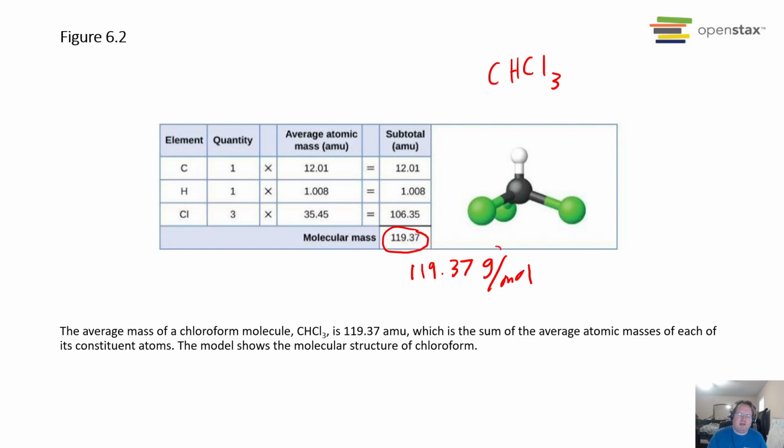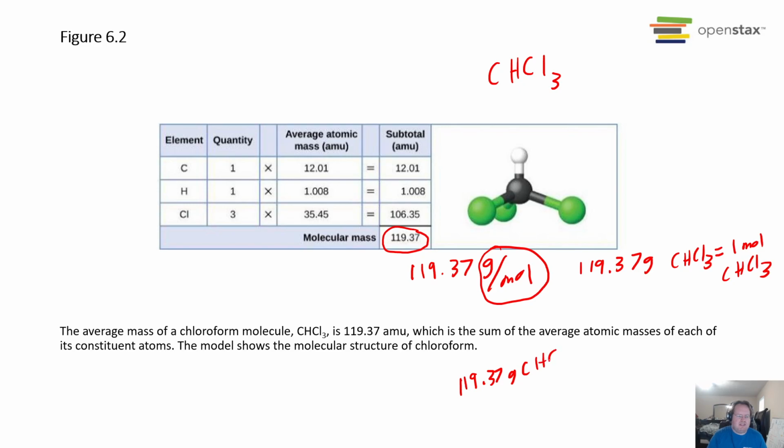As a reminder of what this unit means, we effectively know there are 119.37 grams of CHCl3 in 1 mole of CHCl3. And you'll see as we go throughout the class, the rest of them will use this as a conversion factor. So that means we can also write it as 119.37 grams of CHCl3 over 1 mole of CHCl3, which we can now use in dimensional analysis problems.